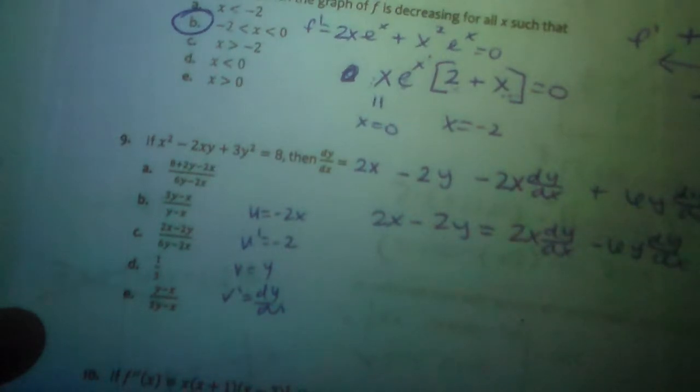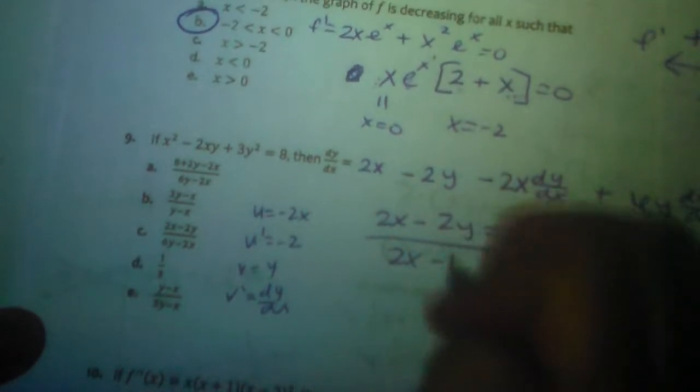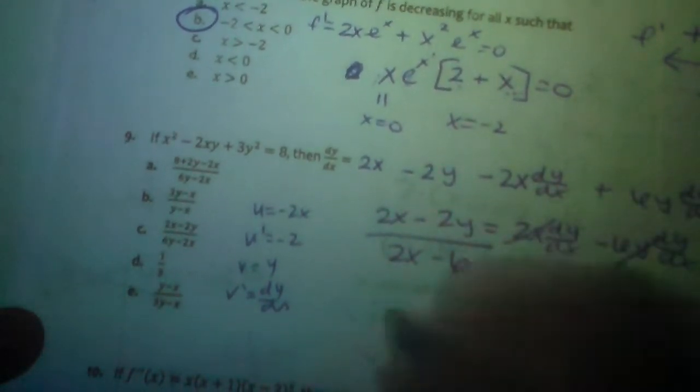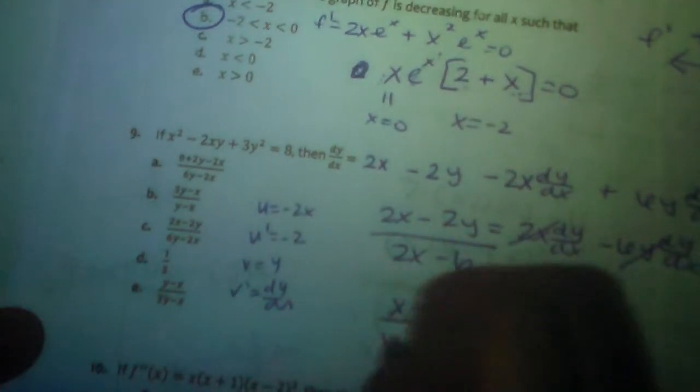Pull out a dy/dx. That will leave me with 2x minus 6y. Divide over the 2x minus 6y then. And looks like I can factor out a 2. So x minus y over x minus 3y.